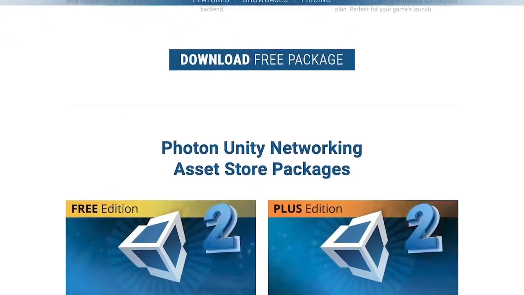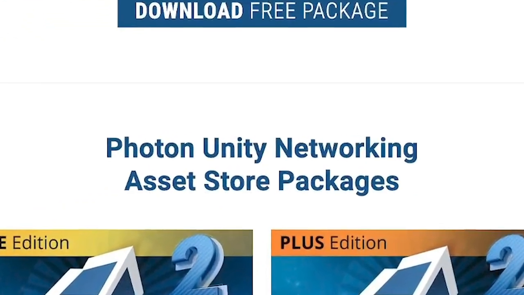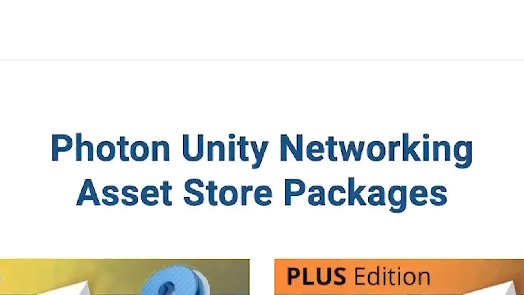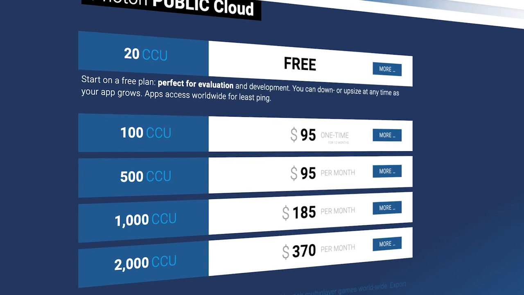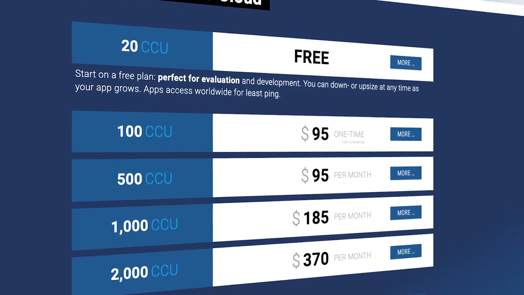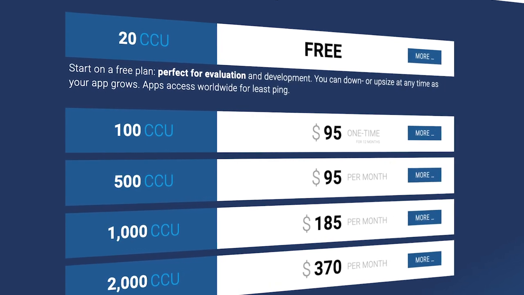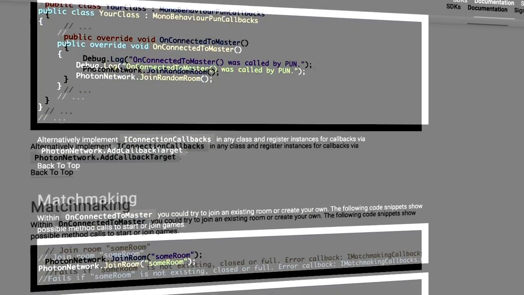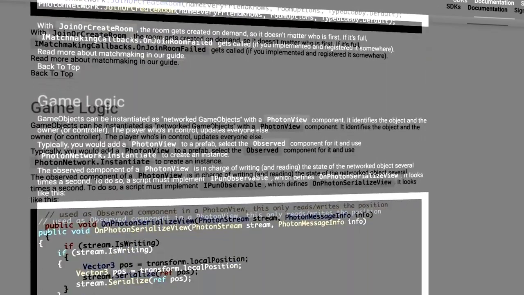Now, for those who don't know, PUN stands for Photon Unity Networking, and it's actually relatively easy to work with. They let you have a free server for up to 20 concurrent players, and you can pay them to manage servers as you scale up concurrent players. I won't bore you with all the technical jargon for all the multiplayer stuff, but it only took me just a few hours to get everything working as I would mostly expect it.